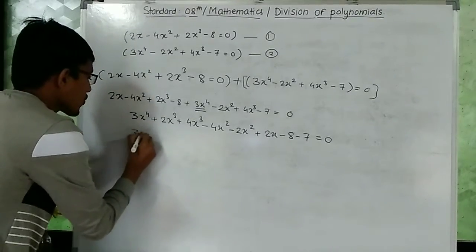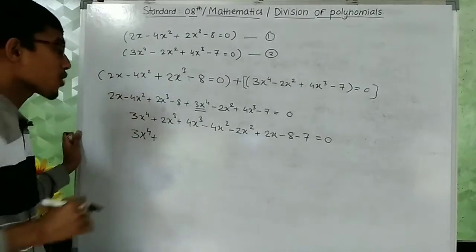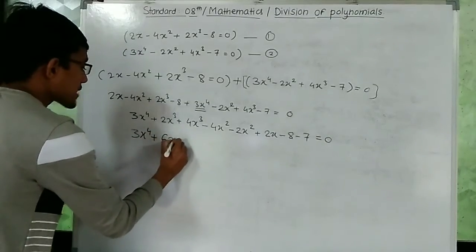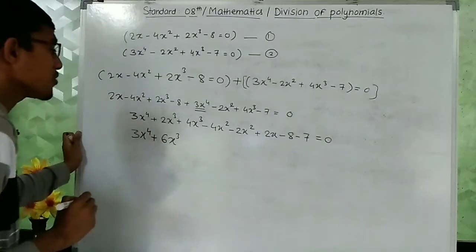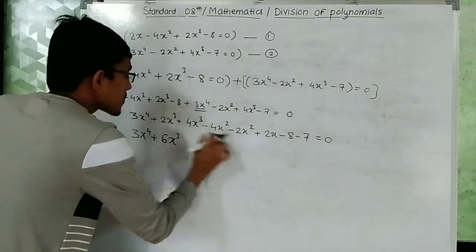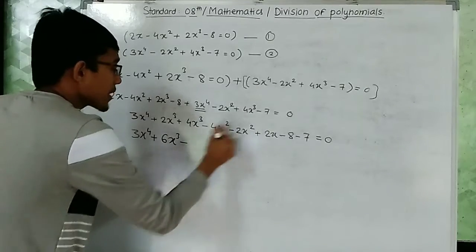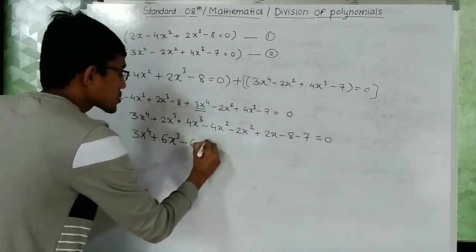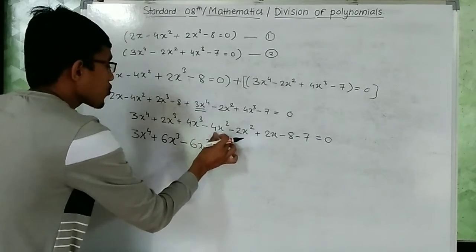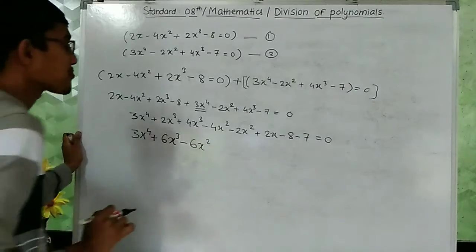So 3x raised to 4 will be as it is, then plus 2x cube plus 4x cube. 2 plus 4 is 6 and x cube as it is, so we got 6x cube. Then minus minus becomes plus, 4x square plus 2x square is 6x square. Sign of the bigger number, the bigger number is 4, so it has a minus sign. So minus 6x square.